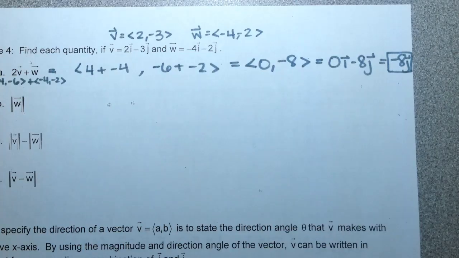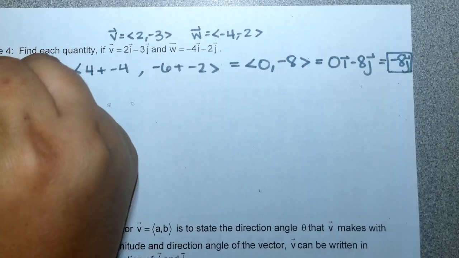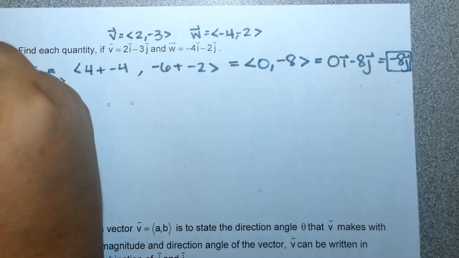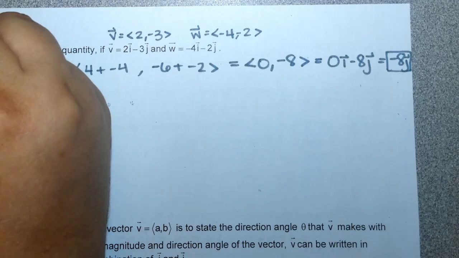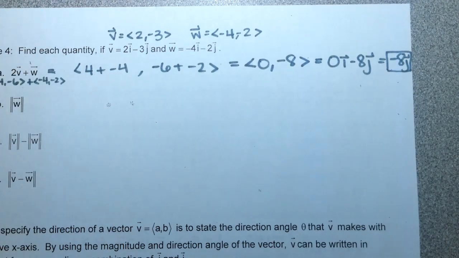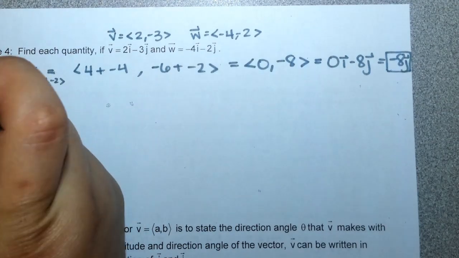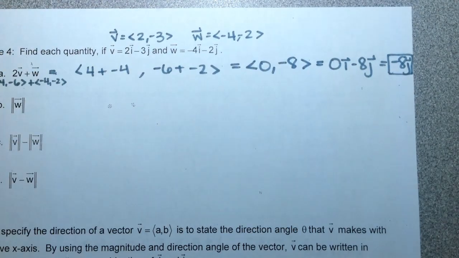What's different about B, C, and D? They are magnitude. What do we know about magnitude? What is magnitude? They are finding distance. How do you find distance? The square root of a squared plus b squared.